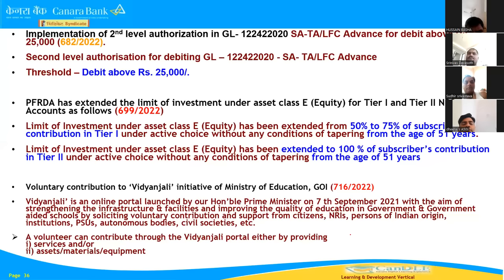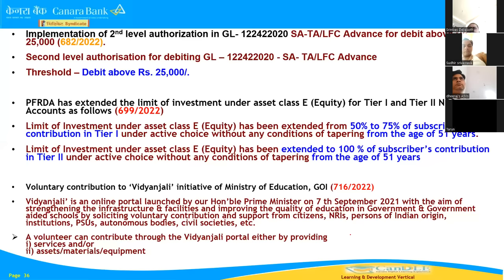Then PFRDA, again, Pension Fund Regulatory Authority, has extended the limit of investment under asset class equity for tier 1 and tier 2 NPS accounts as follows. They have extended the limit. Please remember, there is a tier 1 and tier 2.